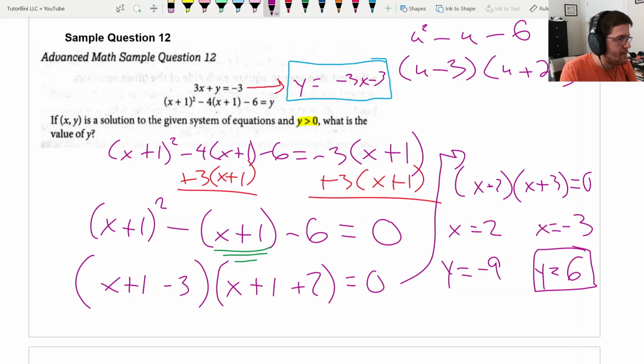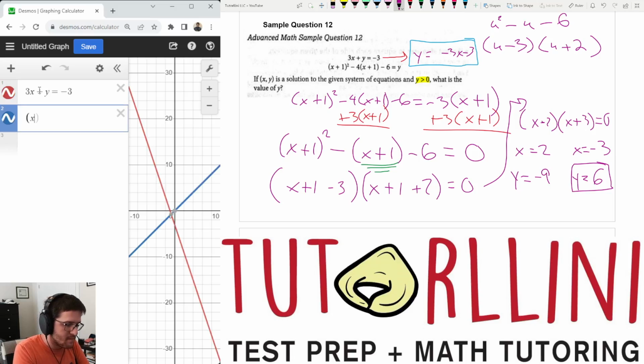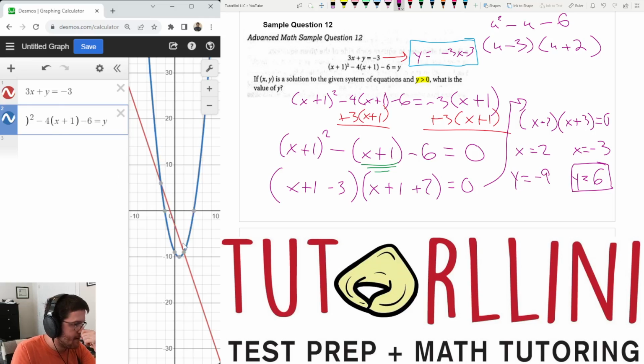I mean, just like almost everything we've done so far, this one's way easier to do on Desmos. Any system, just do it on Desmos. There's no reason not to. 3x plus y equals negative 3. (x plus 1) squared minus 4(x plus 1) minus 6 equals y.